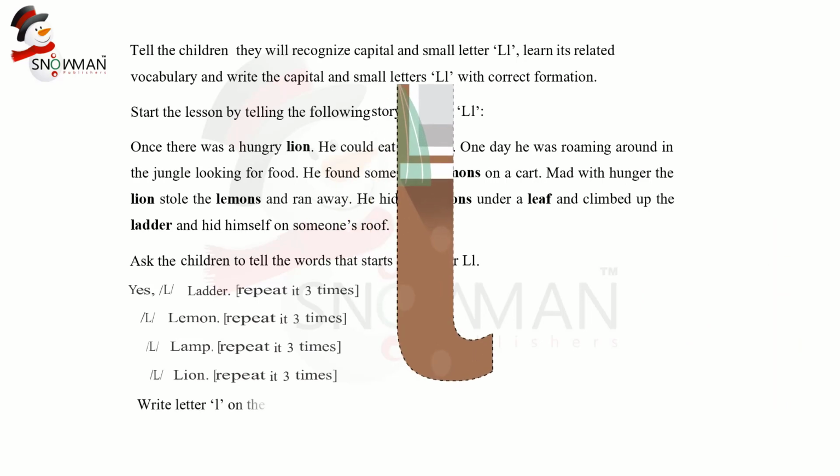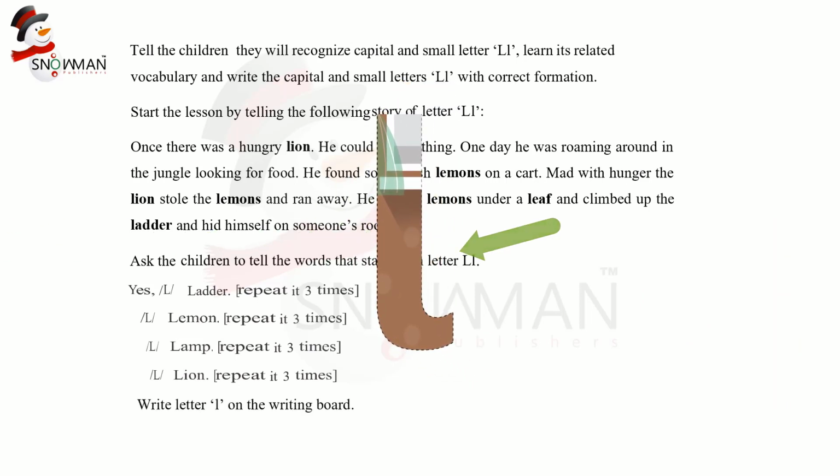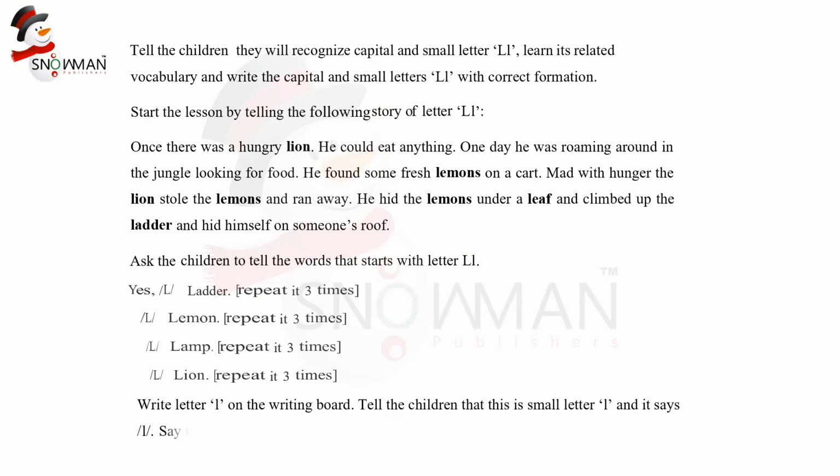Write the letter L on the writing board. Tell the children that this is small letter L and it says L. Say the sound of letter L. Introduce the vocabulary with the help of the book. Show pictures and say words with their initial sound.